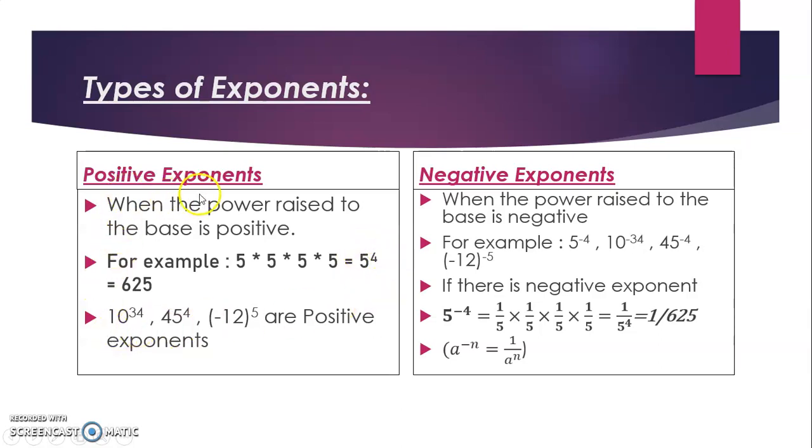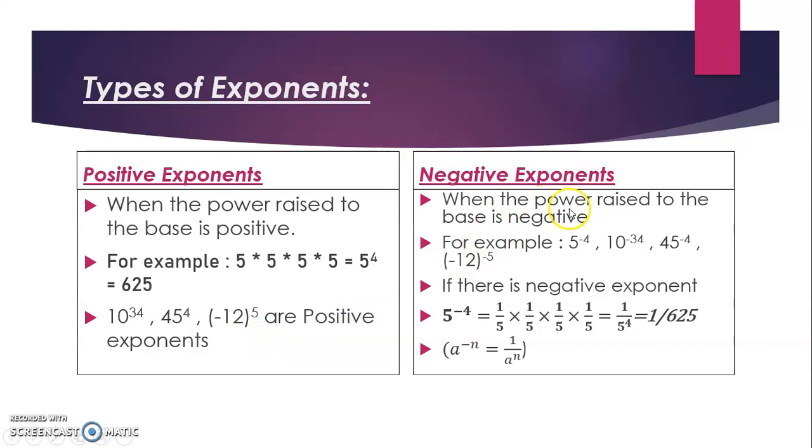Other examples of positive exponents are 10 raised to the power 34, 45 raised to the power 4, and minus 12 raised to some positive power. So you can see that the base can be anything, positive or negative numbers, but the power has to be positive for positive exponents. Then see the negative exponents.